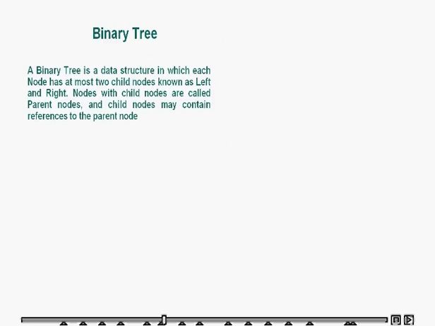Now we go to the textbook definition of a binary tree. We read out this text here. A binary tree is a data structure in which each node has at most 2 children, known as left and right. Nodes with child nodes are called parent nodes, and child nodes may contain references to the parent.